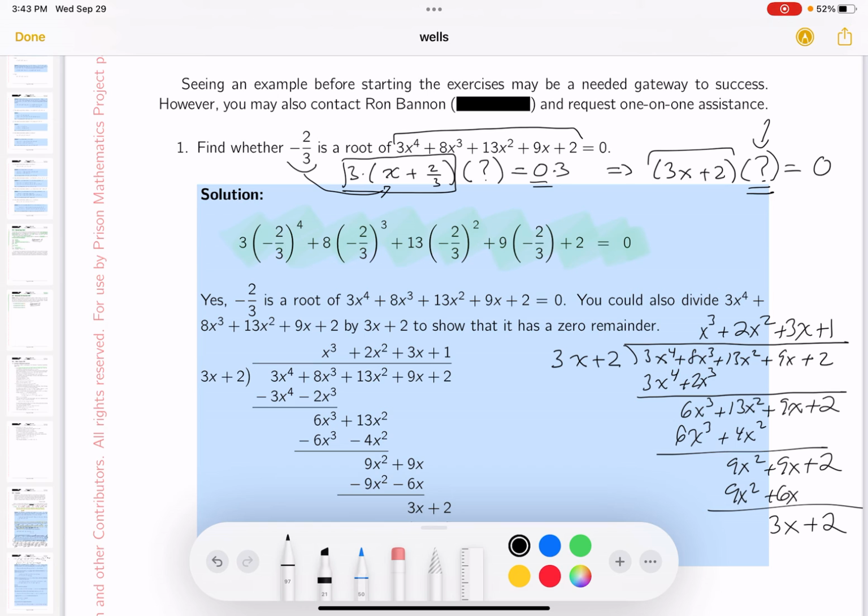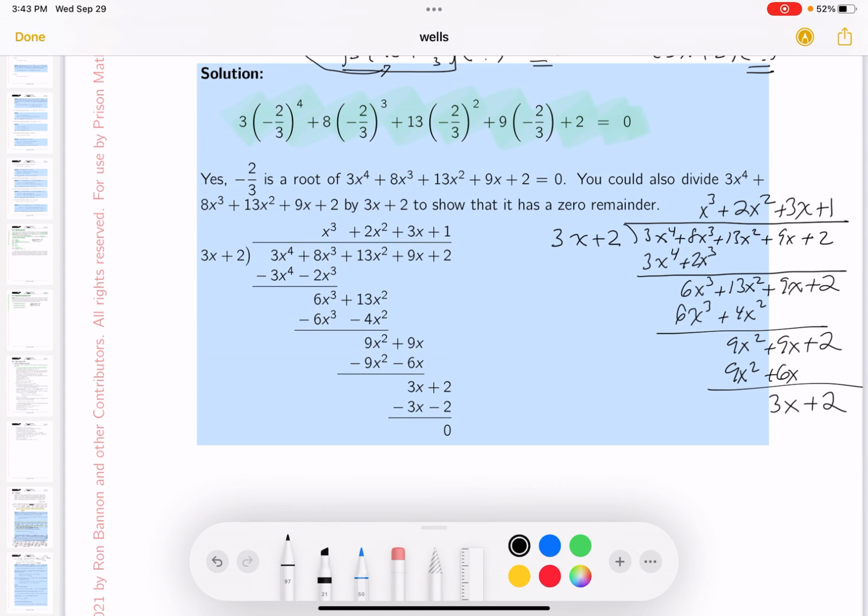I got it. And so what'd you get? I got the other factor. So let's write that down. So I know that this thing over here now factors. I'll write this down for you. And it factors into this.